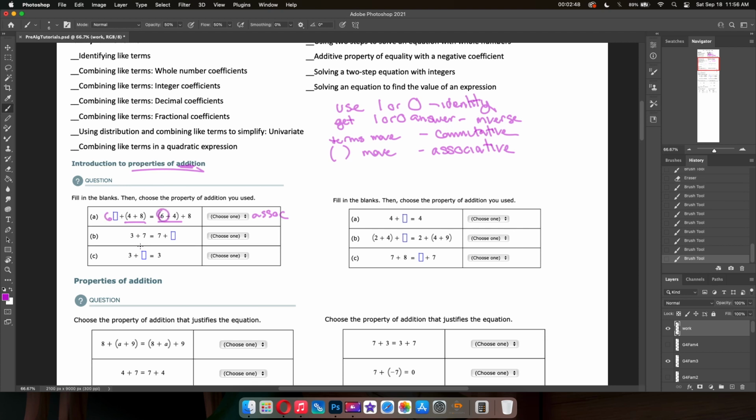6. Over here, we have 3 plus 7. 7 was in the back, and now suddenly 7 is in the front. That means the terms moved. What is it called when the terms moved? Commutative. And therefore, this number here is going to be 3. 3 plus what equals 3?